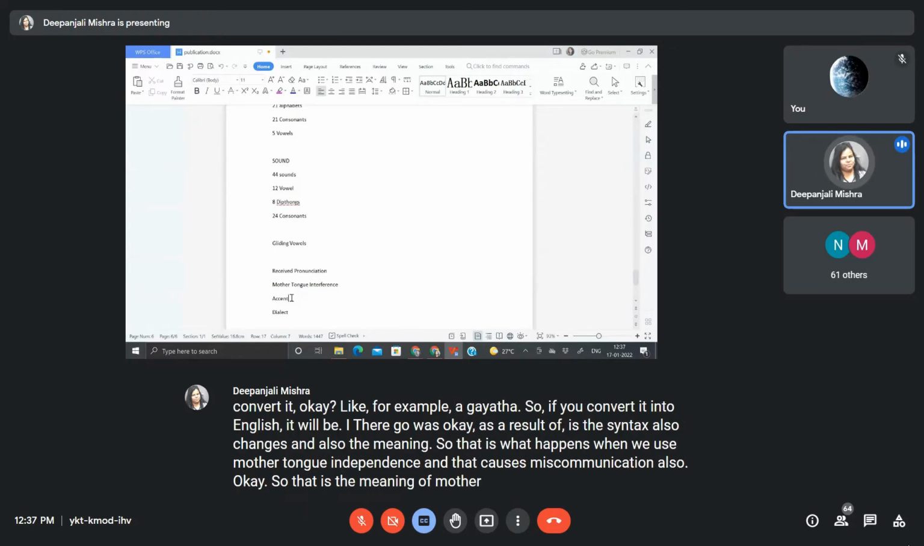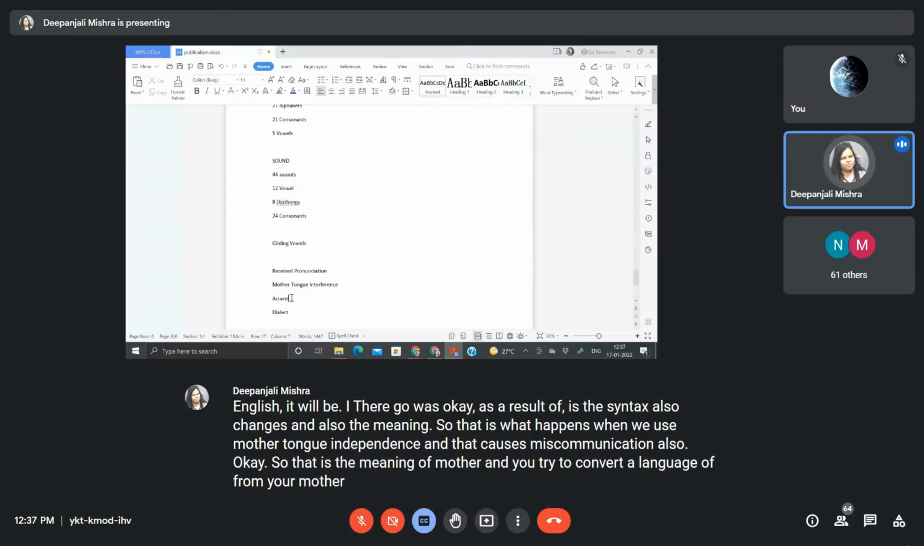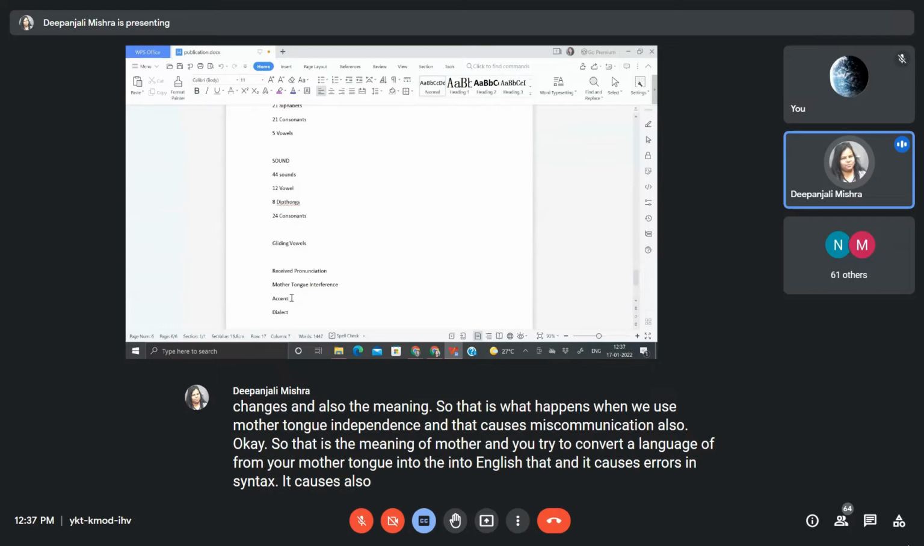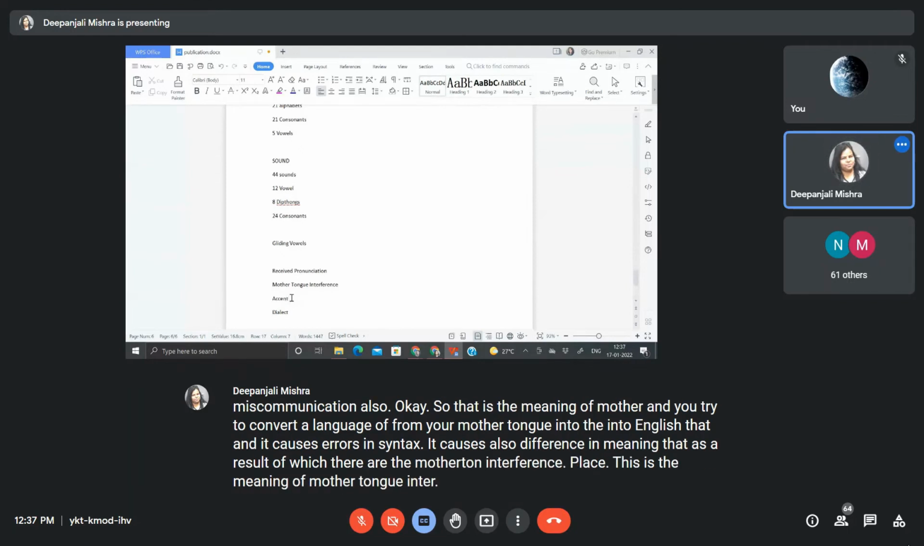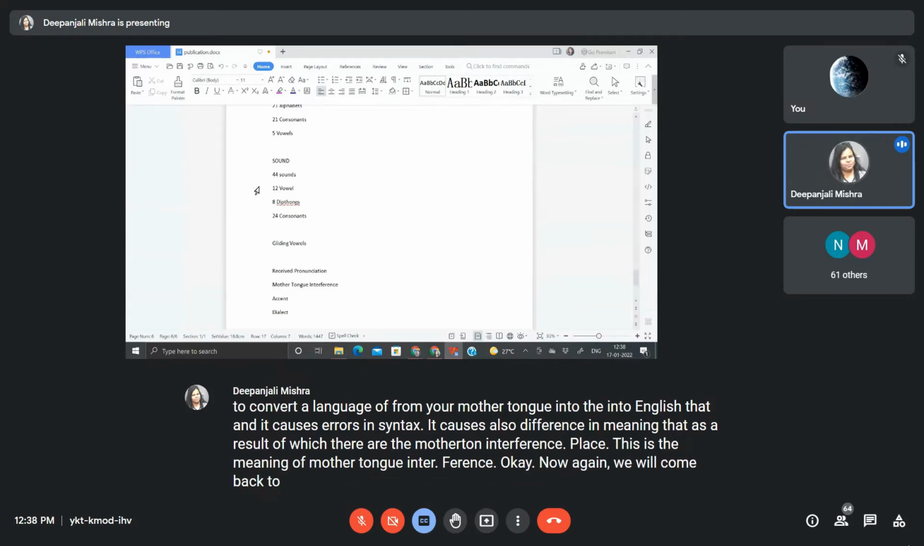When you try to convert a language from your mother tongue into English, it causes errors in syntax. It also causes a difference in meaning. As a result, mother tongue interference takes place. This is the meaning of mother tongue interference. Now again we will come back to the sounds of English.